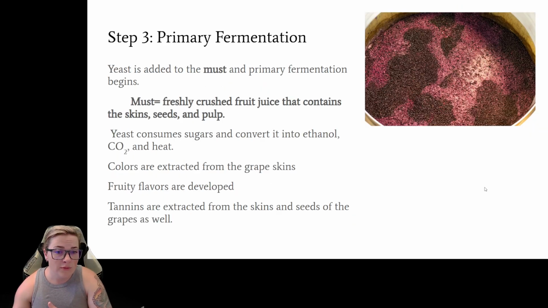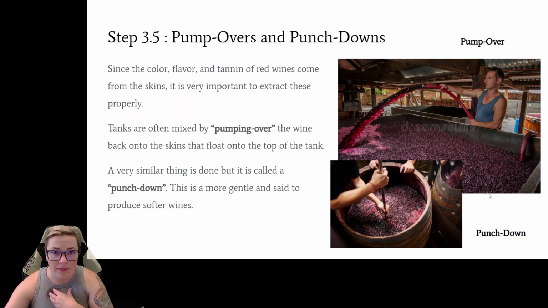Okay, once you've crushed and destemmed, now we're on to primary fermentation. So you take that must and you add yeast to it. And this is going to convert all the sugar into alcohol. It'll also release carbon dioxide and heat in the process as well, right? So colors are extracted from the grape skins, the fruity flavors are starting to develop, tannins are being extracted, and it's becoming a young wine. It's in the process of becoming wine. Cool, so that's primary fermentation.